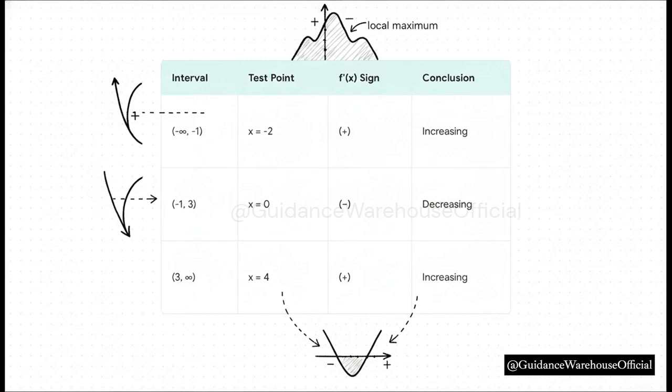Next up, we chart those points. We've basically broken our graph into 3 distinct zones here. We pick a test point in each zone, say -2, 0, and 4. By plugging those test points back into our first derivative, a whole story unfolds.